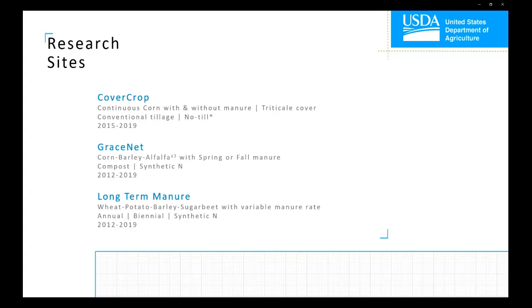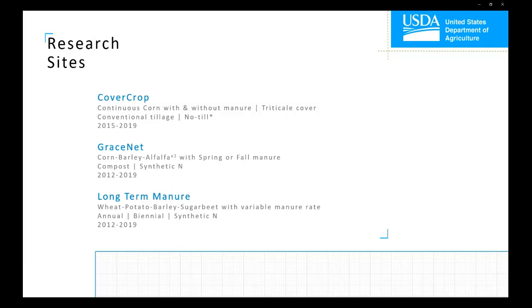Our 3 research locations are affectionately referred to as the cover crop study, the GraceNet study, and the long-term manure study. The cover crop study was initiated in fall of 2015 on a previously furrow irrigated field. It's a continuous corn cropping system where we're testing 3 factors: tillage, manure, or winter cover. Plots were arranged with or without manure application, with or without winter cover in the form of triticale, and with conventional tillage or no-till practices. Here, manure was applied on a dry weight basis at a rate of 30 tons per acre.